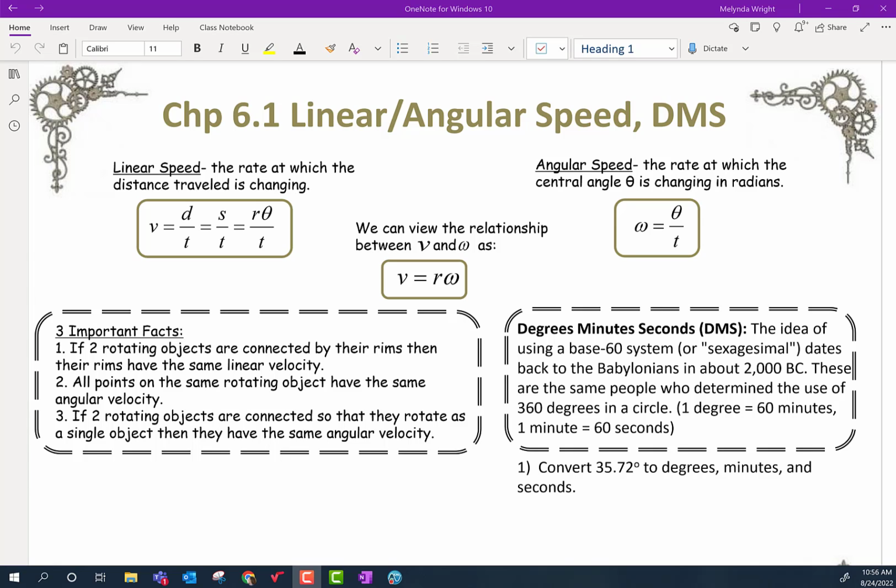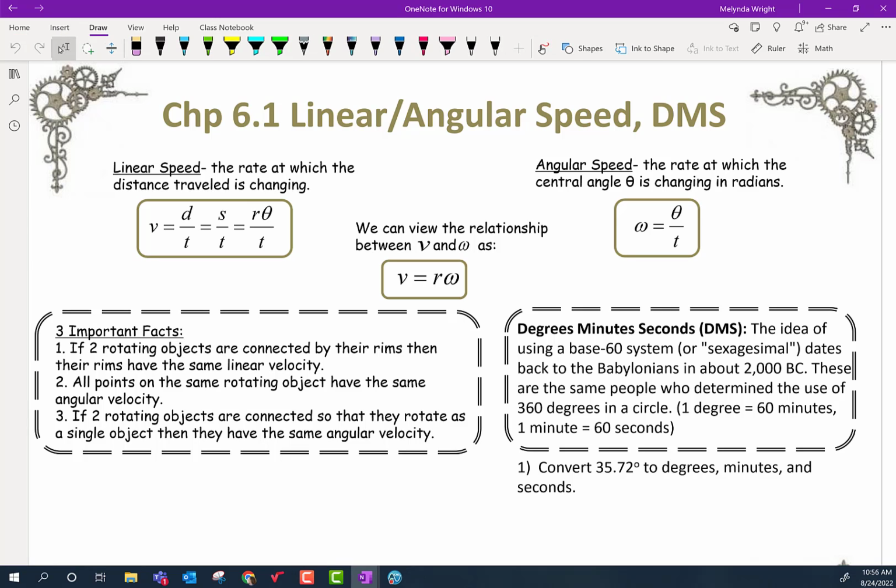Let's take a look at today's lesson. So today is, it's like 6.1a. I guess I didn't put an A in here, let's just add it. Okay, it's 6.1a. This is on linear and angular speed and degree DMS. DMS is just shortened notation for degrees, minutes, seconds. So those are the topics that we're going to be talking about today.